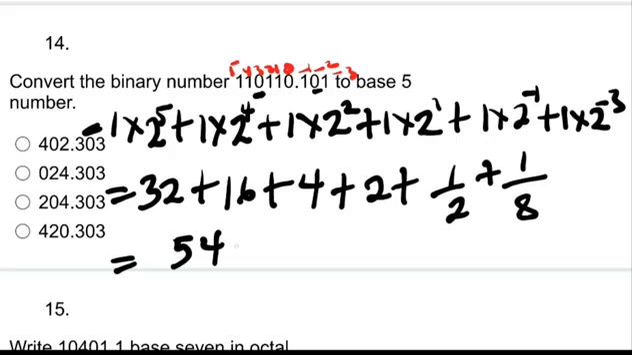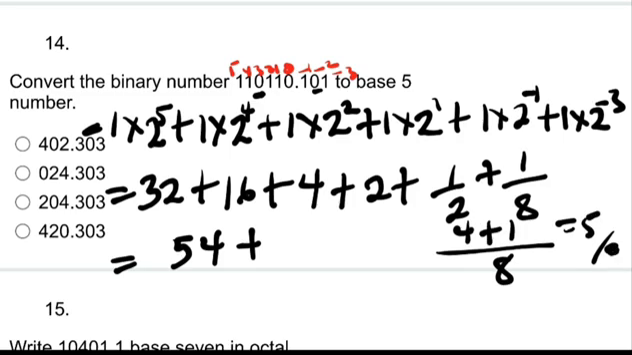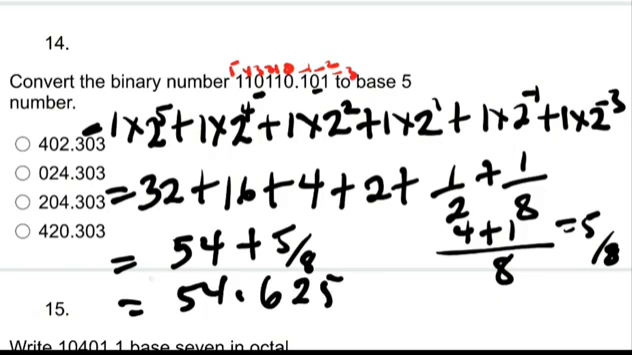54 plus, then we find the LCM of this, which is 8, and 2 in 8 is 4. 4 times 1 is 4, plus 1. That gives us 5 over 8, right? So this is 5 over 8, which will eventually give us 54 and 5 over 8. 5 divided by 8 is equal to 0.625. So this is what we are going to change.